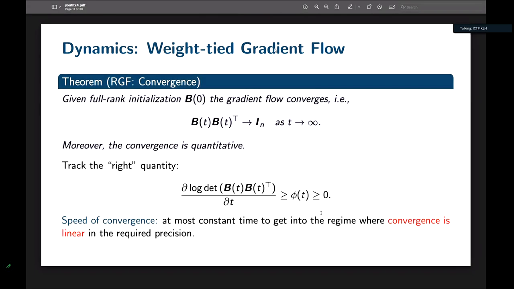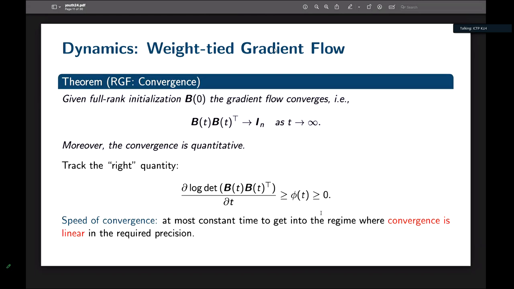Now we can obtain that BB transpose will indeed converge to something, some rotation, and this convergence can be made quantitative. So the idea of the proof is essentially to look at the correct quantity. Basically, we will control the time derivative of the log determinant of BB transpose via some nice enough function phi, which depends on time t. And then what you can say is that if you look at the stationary points of the gradient flow, the only high rank stationary point there is a rotation. And since the log determinant is non-decreasing, you will never collapse to a degenerate subspace, so you will converge to the only available full rank fixed point.